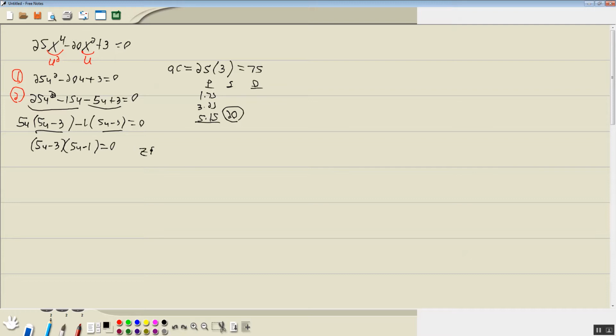Now, zero factor property. You get 0 on one side, you factor the other side, you set each factor equal to 0. So I set 5u minus 3 equal to 0, and 5u minus 1 equal to 0. So that gives us 5u is equal to 3, divide both sides by 5, and you get u is equal to 3/5. This one, take the negative 1 over, becomes a positive 1, divide both sides by 5, and we get u is equal to positive 1/5.